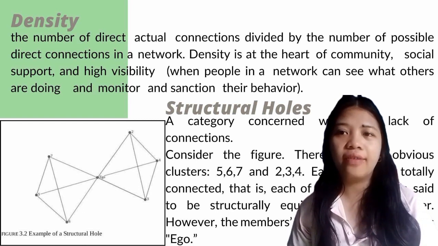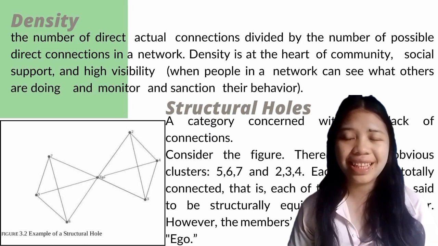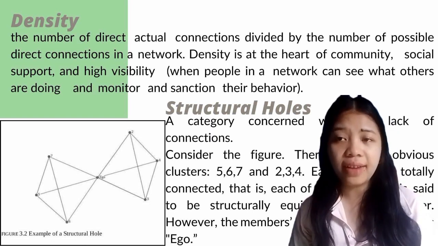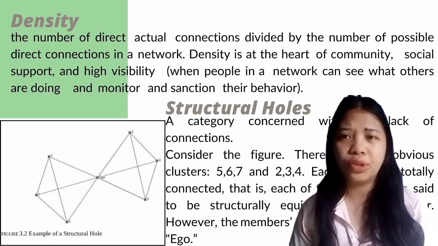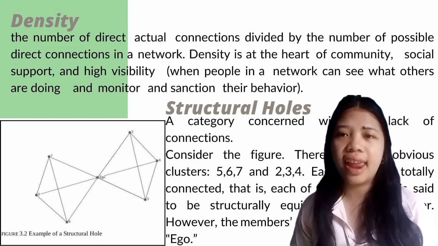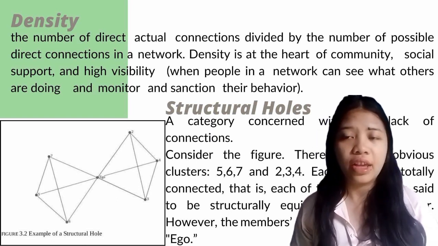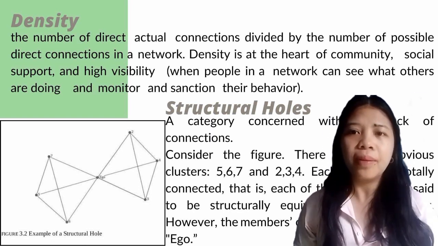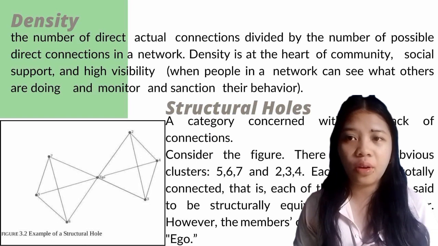Next we have structural holes. So if you were to look at the sociogram, you can see that there are 2 clusters. First, we have the cluster 5, 6, 7, and the other one is the cluster 2, 3, and 4. So when we say structural holes, it is the lack of connection. So if you were to look at those 2 clusters, you can say that they are both connected with each other, right? But what connects them is the ego. Meaning to say, if there is no ego, there is no connection at all.